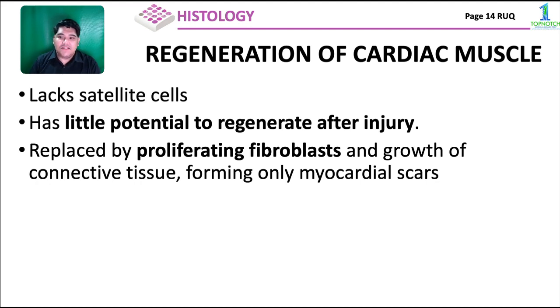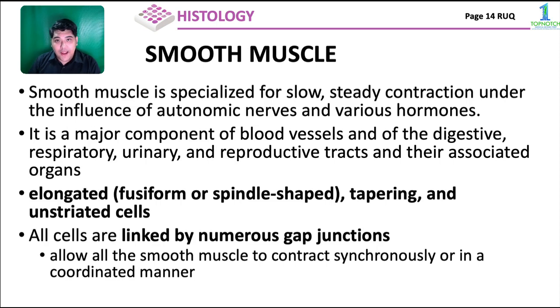Okay, so that's your myocardial scars. Kaya bumababa ang function ng iyong heart every after injury because of this lacking capacity of the regeneration of the cardiac muscle cell. Now, our third type of muscle is your smooth muscle. It is specialized for slow, steady contraction under the influence of your autonomic nerves and various hormones. Okay, so ang shape niya elongated, fusiform or spindle shape, tapering, and again, important, unstriated cells. All cells are linked by numerous gap junction because, again, kailangan ng synchrony ng contraction ng inyong smooth muscle.